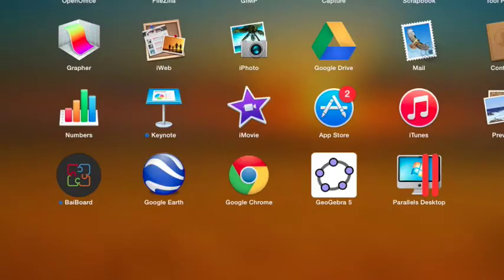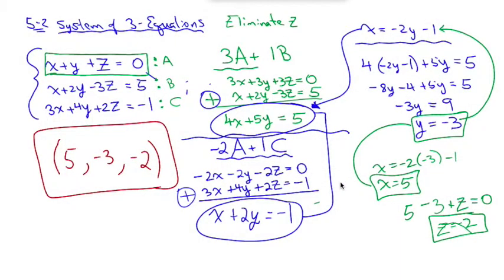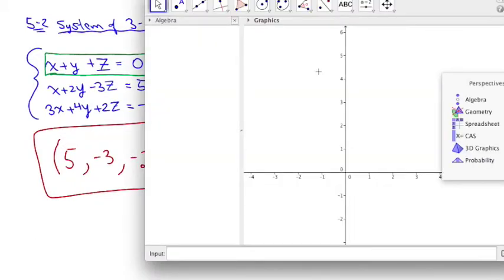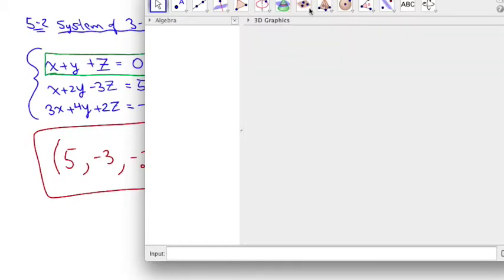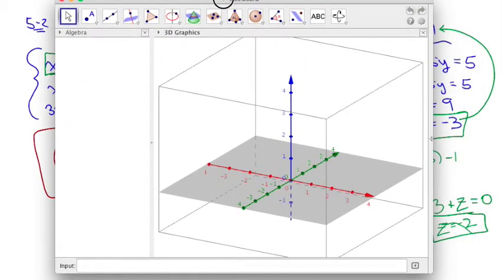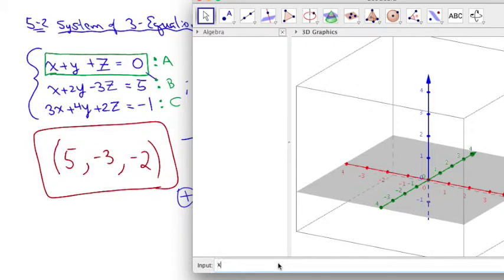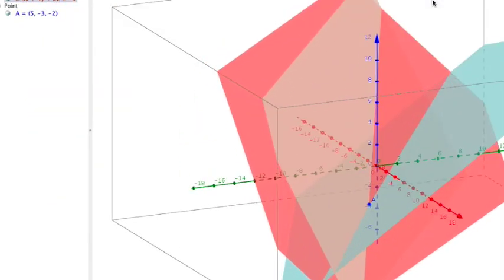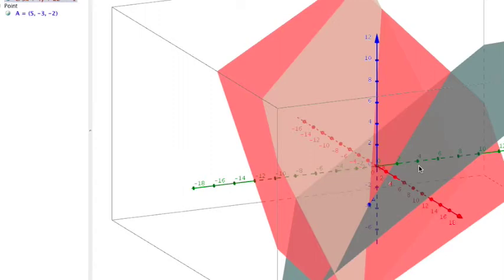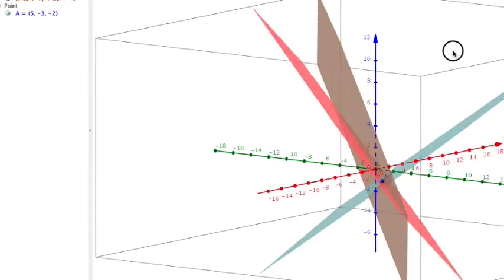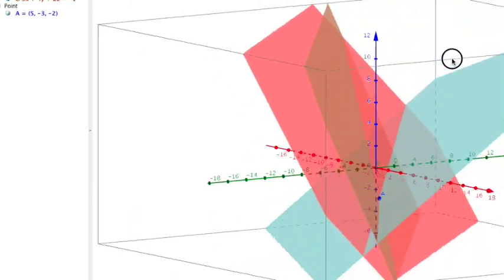I have this cool little program called GeoGebra. You can download it, it's free. It does geometry and algebra, so they call it GeoGebra. It does 3D graphics. I have to move it the other way so I can see what the equations are. Alright, here we go. These are the three planes running into each other, and there's their point of intersection.